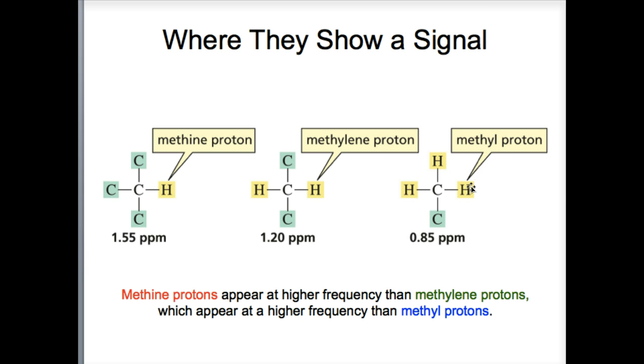So note, the methine proton is a hydrogen bonded to a carbon that is attached to 3 carbons. Methylene protons are hydrogens bonded to a carbon that is attached to 2 carbons. Methyl protons are hydrogens bonded to a carbon that is attached to 1 carbon. And as a result, we can see the difference in the shift.